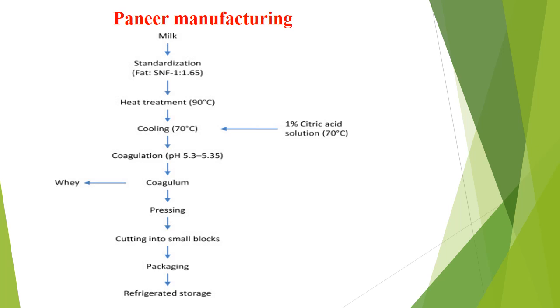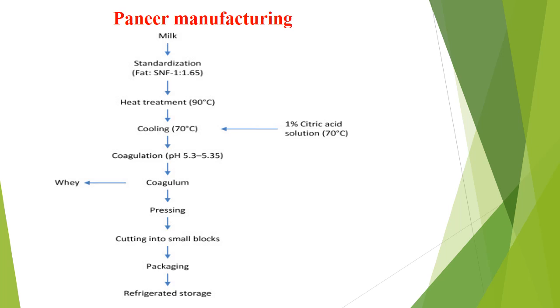Immediately after adding the citric acid, the milk coagulates and gets separated into two phases, one solid and the other liquid. The liquid phase is known as the whey and the solid phase is known as the coagulum.